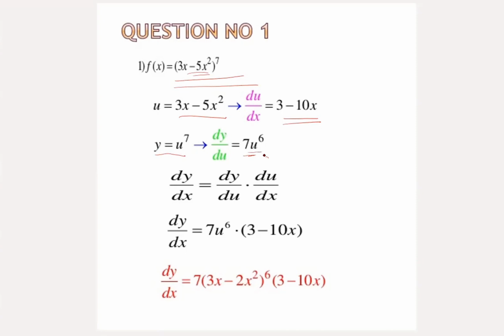Then later, substitute the value of your u. So dy over dx is equal to 7u to the power 6 times the derivative of your u. So the final answer here is 7 times, substituting your u, 3x minus 5x squared to the power 6, and then the derivative of your u, which is 3 minus 10x. So this is now the final answer.